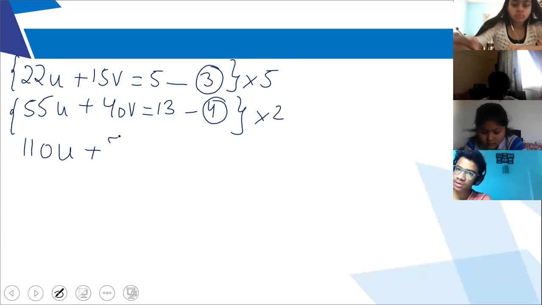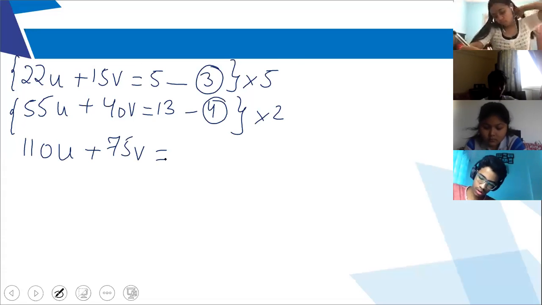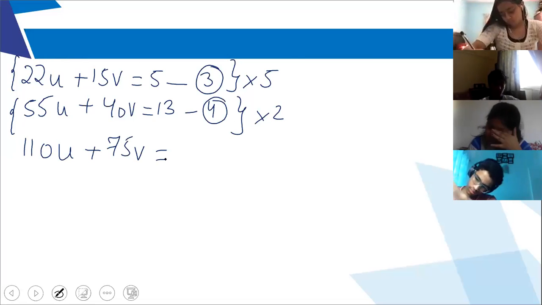And then how will we identify which number we have to multiply? That you have to find out: the LCM of both the numbers. 22 and 55, the LCM is 110.